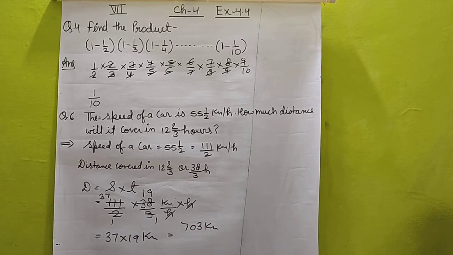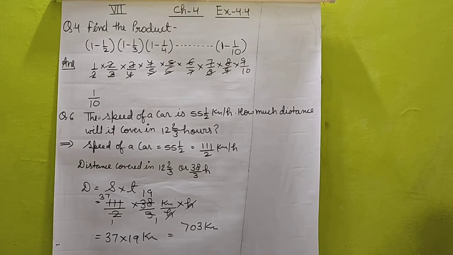So students, here what have we done? First of all we wrote the statements. Then we used the formula of distance, speed multiplied by time. Then we used the cutting method. So students, here we have completed our exercise 4.4. The rest, question number 7 and question number 5, are also word problems based on multiplication that you can do by yourself.